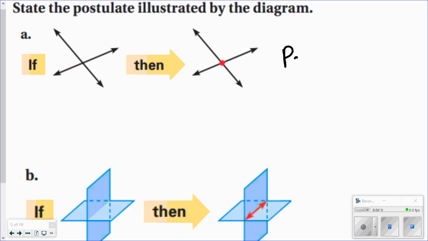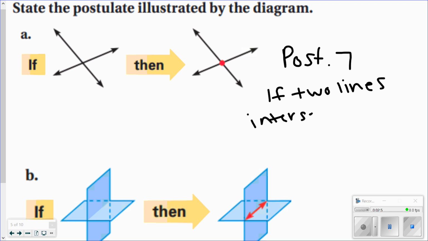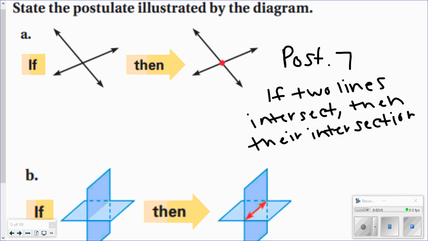You don't need to know that this is postulate 7, but you should be able to tell me that this is: if 2 lines intersect, then their intersection is a point. You should be familiar with that. Sorry about my handwriting. Scroll down.